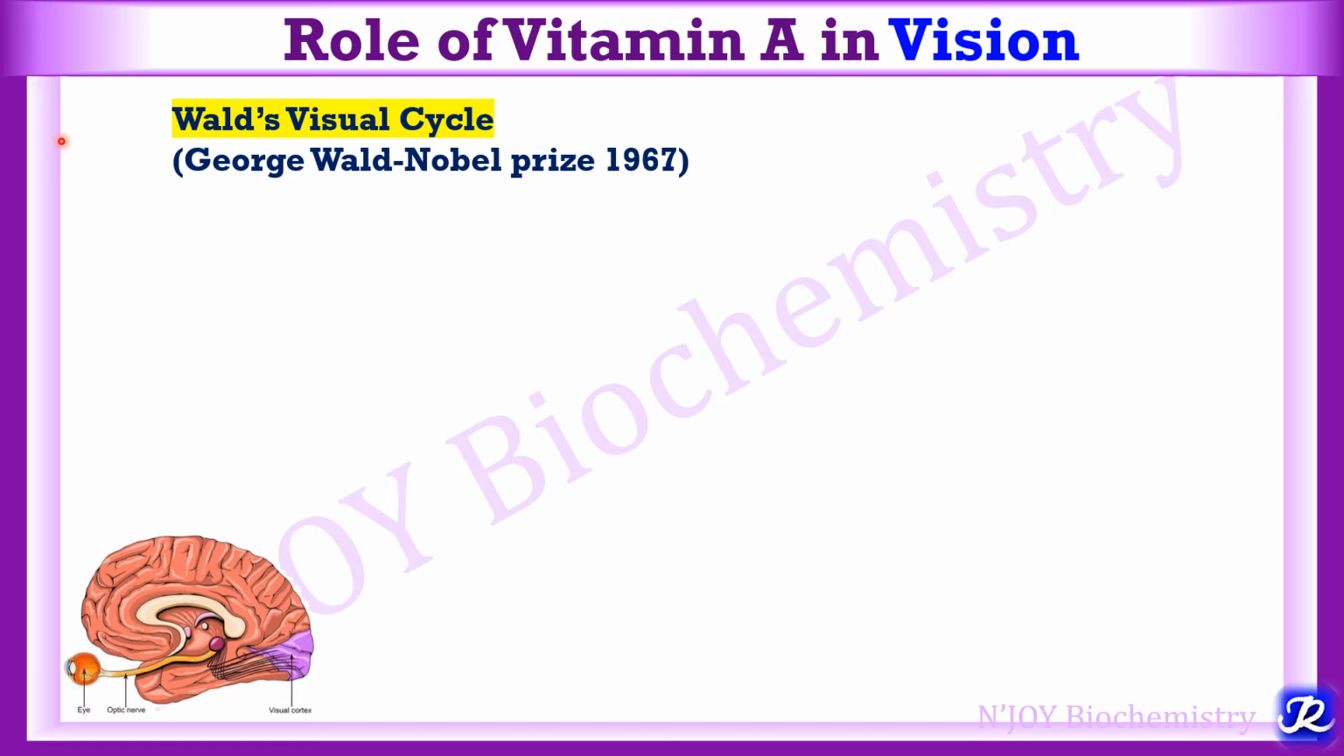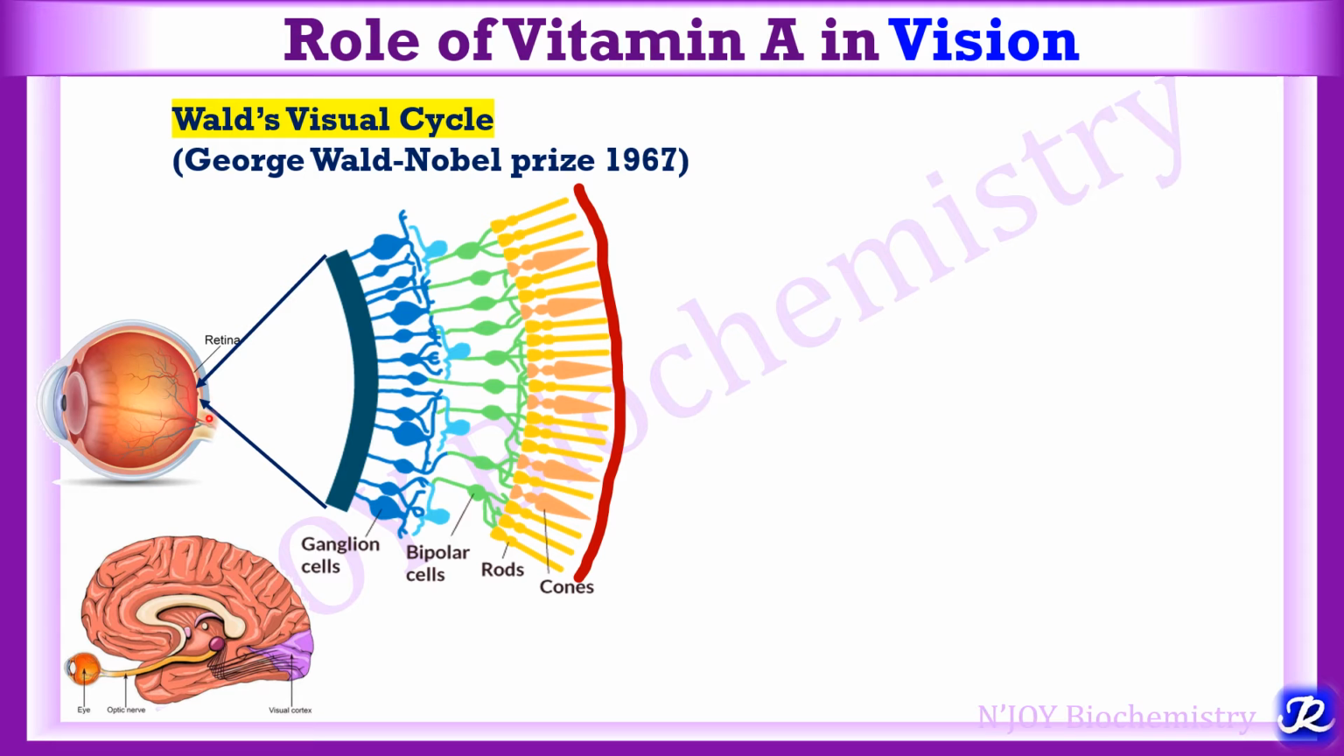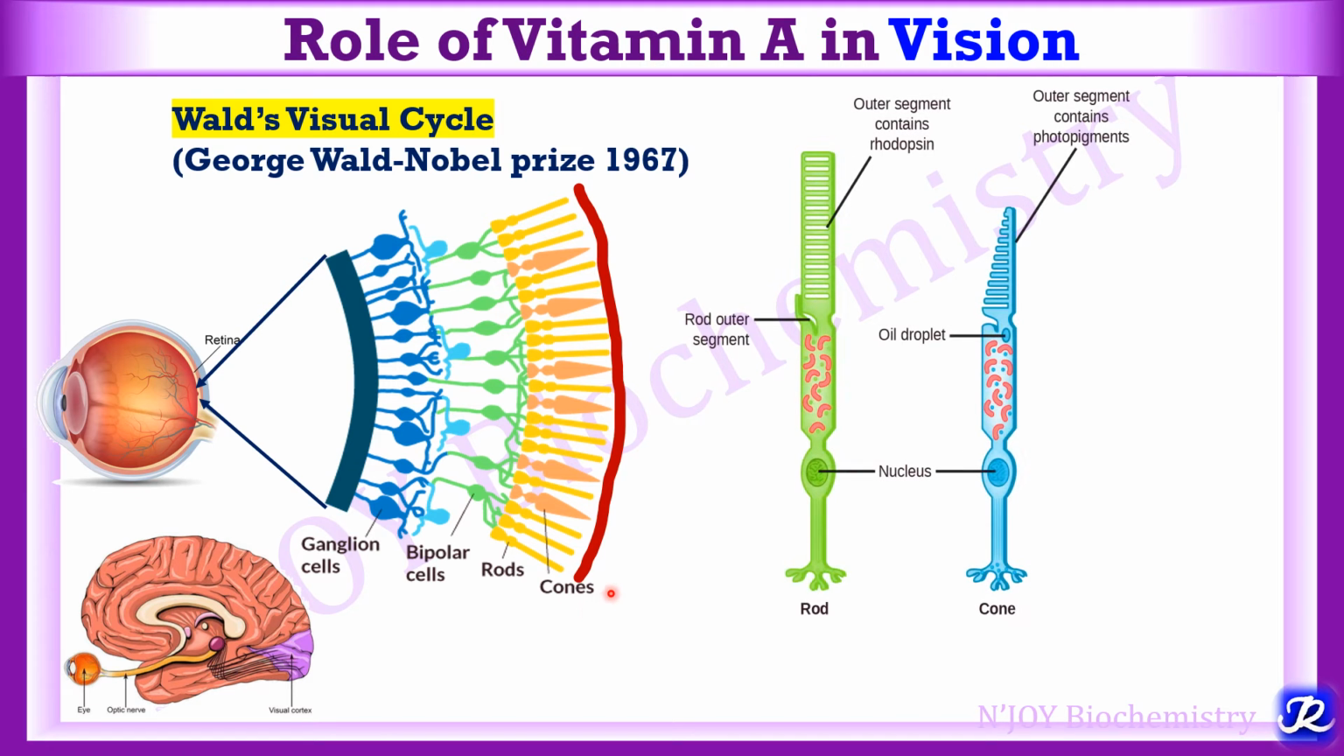Vitamin A plays a very important role in vision, which is explained by Wald's visual cycle, which was described by George Wald, and he received the Nobel Prize in 1967 for that. This is the structure of the eye and this is the retina. There are various cells present in the retina. Photoreceptor cells are also present there, and these photoreceptor cells are rods and cones. This is the rod and this is the cone. So the outer segment of a rod has a disc-like structure which has the pigment rhodopsin, which is made up of opsin plus 11-cis retinal, and it is responsible for vision in dim light.